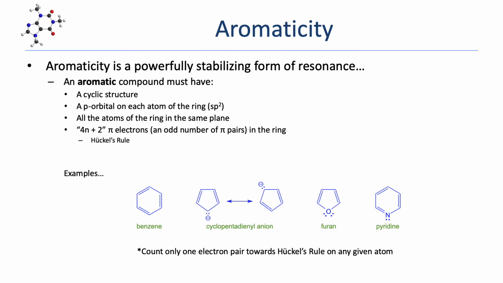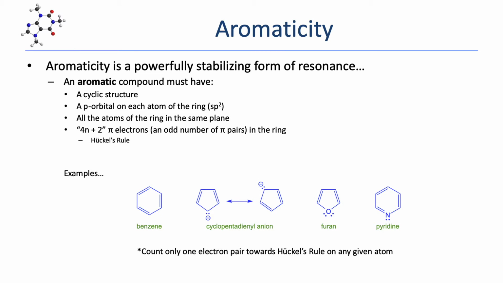Plugging in n equals 1 would give us 4 times 1 is 4 plus 2 is 6. So a molecule that has 6 pi electrons in its ring again would follow Huckel's rule. The expression 4n plus 2 is actually a way of generating odd numbers of pairs of electrons. So for example, we were able to get 2 out of Huckel's rule by plugging in n equals 0, and 2 is an odd number of pairs, 1 pair. We were also able to get 6 out of Huckel's rule by plugging in n equals 1, and 6 is an odd number of pairs, it's 3 pairs. And so some people find it easier to think of Huckel's rule as simply having an odd number of pi electron pairs. So let's take a look at a few examples of molecules that exhibit aromaticity.